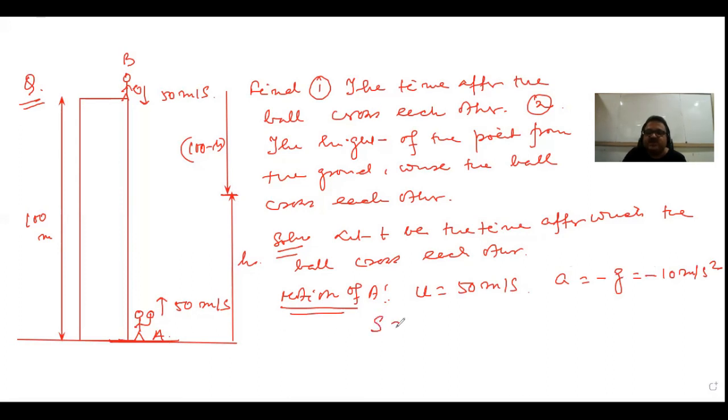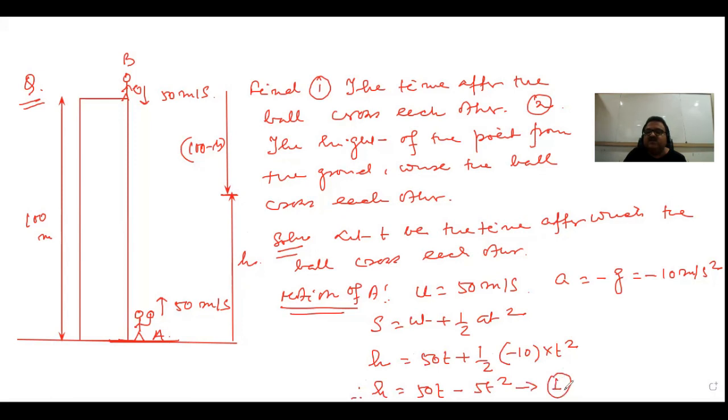I am using this equation, h is equal to ut plus half a t square. What is the value of h here? Look at this, the body is going up, so along the positive y-axis, I have to consider positive h. u is plus 50t plus half. What is g? Minus 10 into t square. So h is equal to 50t minus 5t square. This is equation number 1.